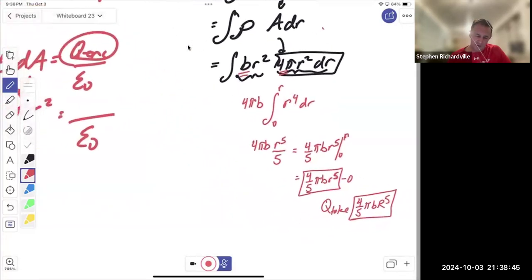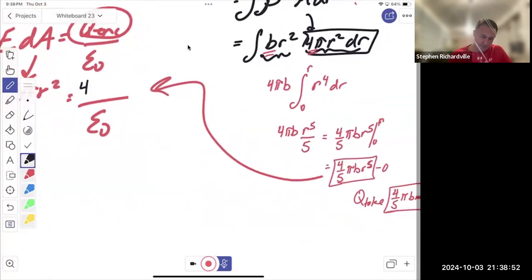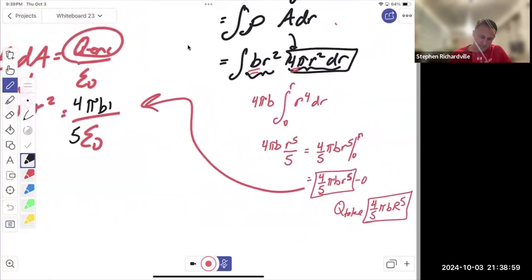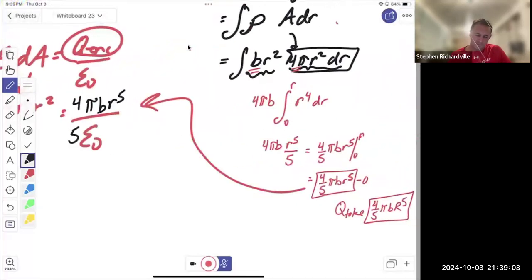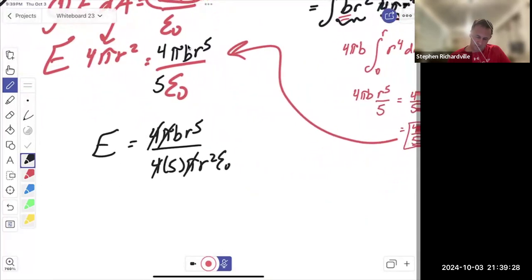So now I can come back over here. Everything else for Gauss is pretty easy breezy. I got 4/5 pi b little r still, because I'm inside of there. I'm just working the inside. r to the fifth. And then, of course, I'm going to bring over my 4 pi epsilon naught. So E equals Q enclosed over epsilon naught. I've got 4 pi b r to the fifth over 4 times 5 pi r squared epsilon naught. Does this look right? Cancel them, cancel them, cancel them. b r to the third over 5 epsilon naught.